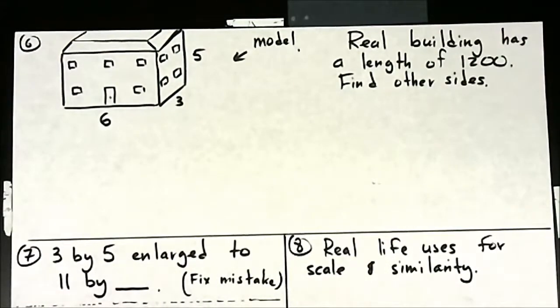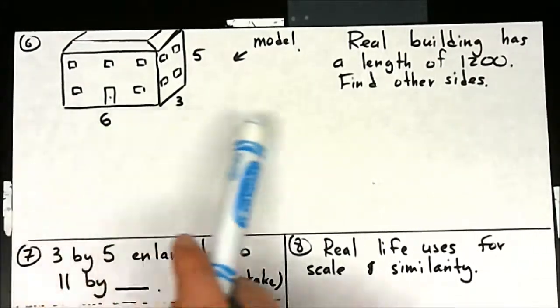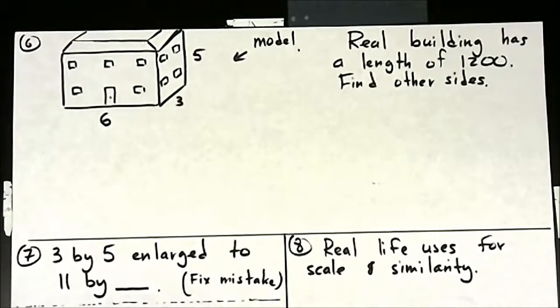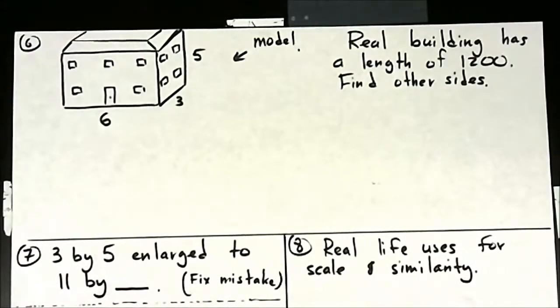So if the real building has a length of 1200, so the real building is going to be 1200, whatever units long, the units that are important in this case. What are the other sides? What are the other measurements? What would you do first?